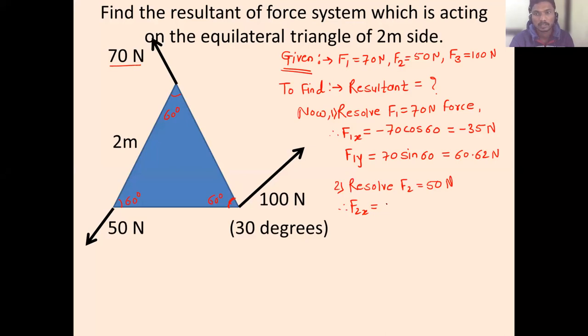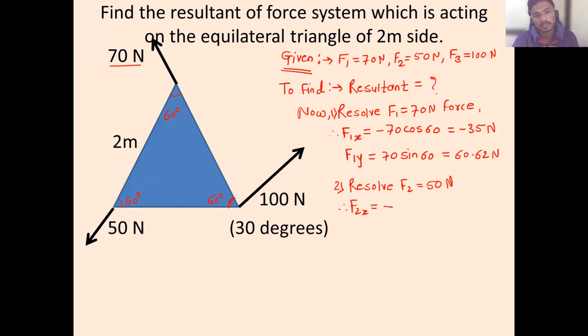Third quadrant. Very good. So what are the signs of the components in the third quadrant? Both are negative. So what will that be? Minus 50 cos 60. Minus 25.